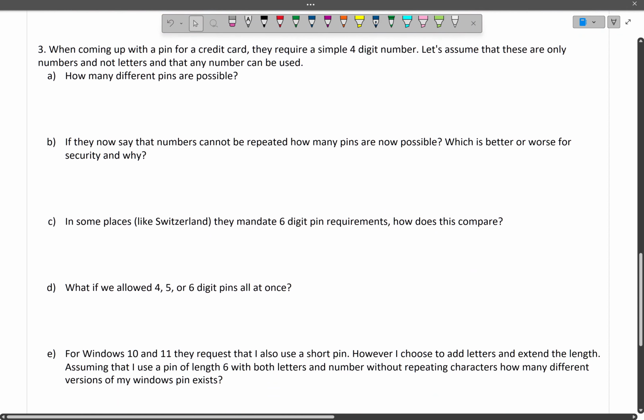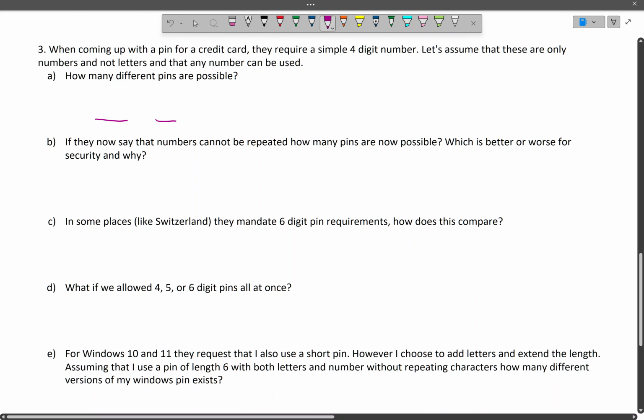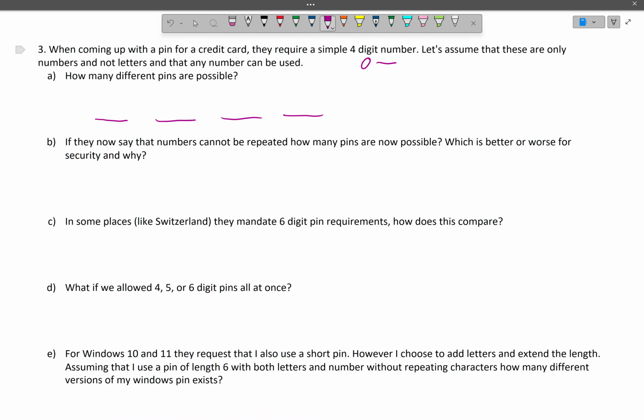Okay, let's talk about credit cards or passwords and PINs. So when coming up with a PIN for a credit card, they require a simple 4-digit number. Let's assume that these are only numbers, not letters, and that any number can be used. How many different PINs are possible? Well, we're just going to have 4 fill in the blanks. Now we could use the numbers from 0 all the way to 9. So this has 10 options, 10 options, 10 options, 10 options. Okay, so it's not bad. 1 with 4 zeros after. So it's 10,000 different options.